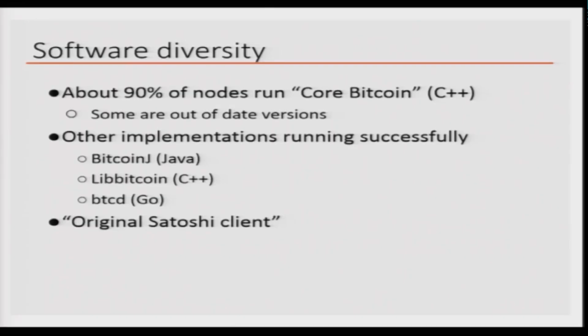Now there is a diversity of the software that is being used here. For example, 90% of the nodes run the core Bitcoin, that is C++, and then there are some Java clients, and some other C++ clients, and there are Go clients, and then there is the original client that was designed by Satoshi Nakamoto.